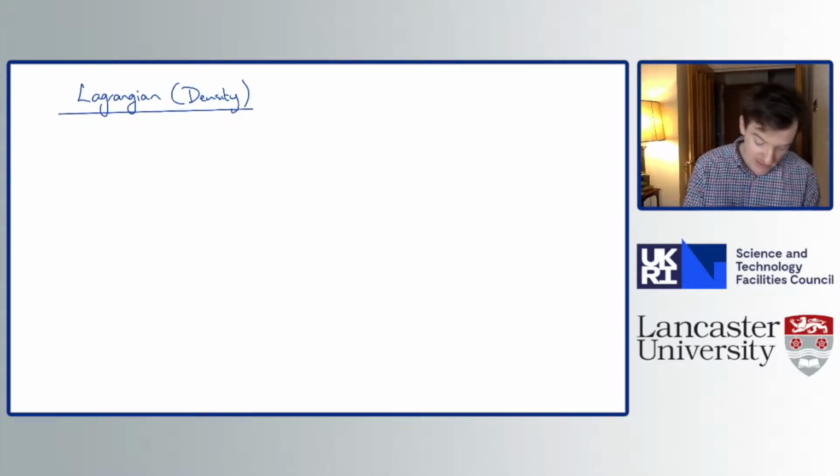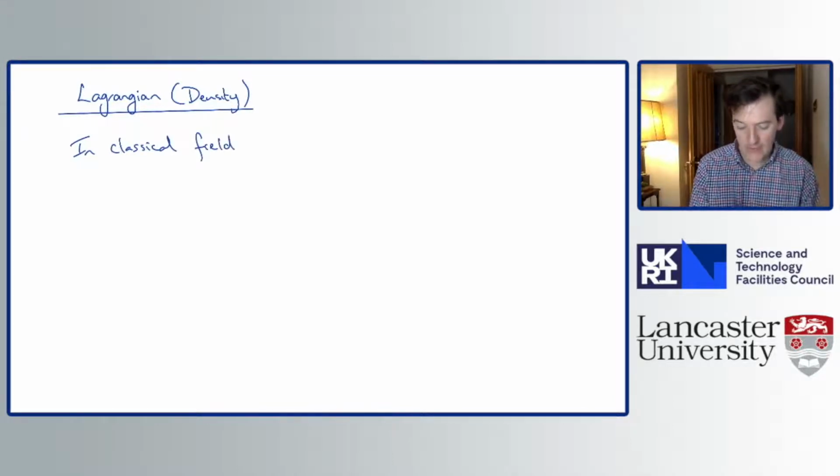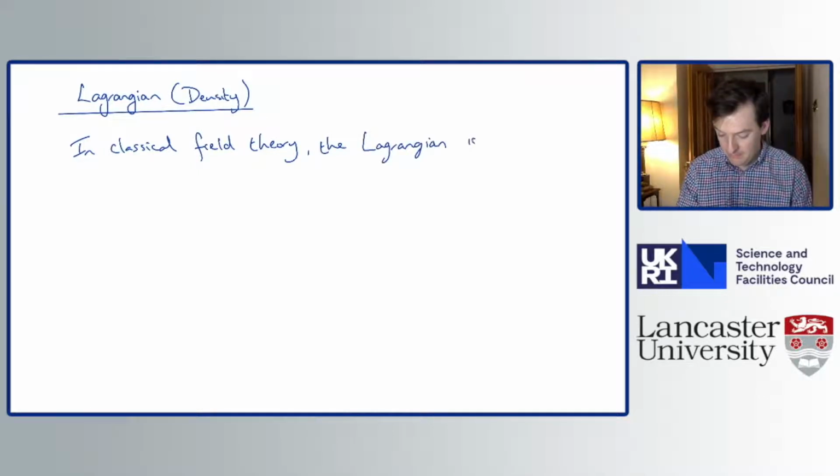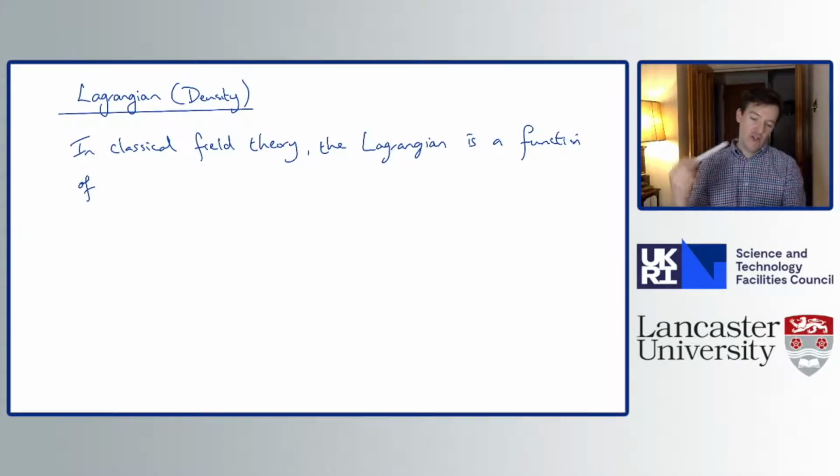Okay, so what happens in classical field theory? What we have is fields. And in classical field theory, we can construct a Lagrangian, which is going to be a function of my fields. In classical mechanics, we saw that our Lagrangian was a function of the coordinates and the derivatives of the coordinates. So in classical field theory, the Lagrangian is going to be a function of the fields.